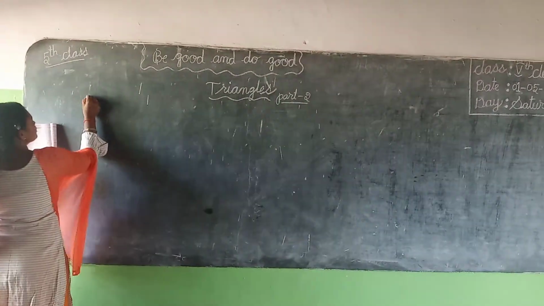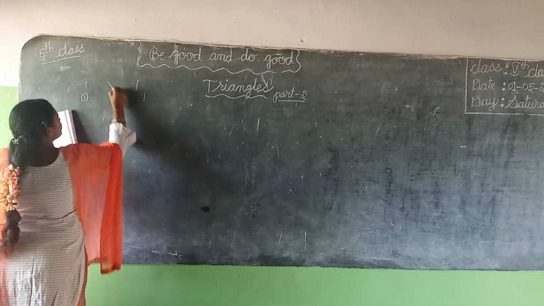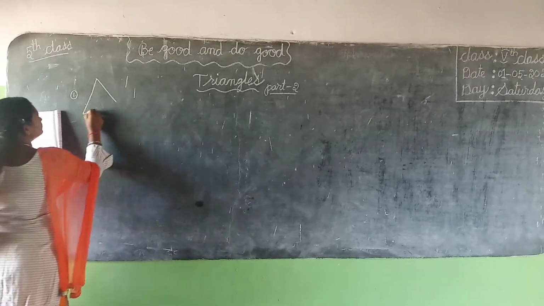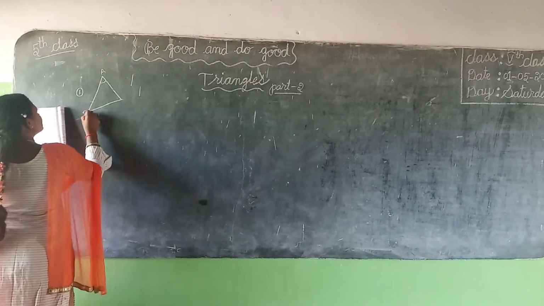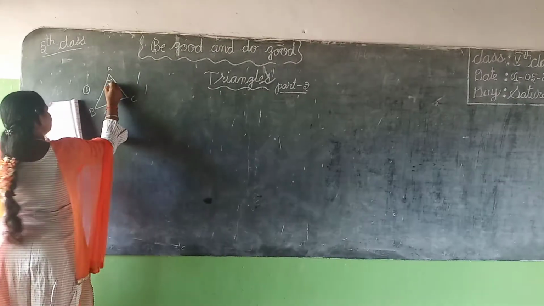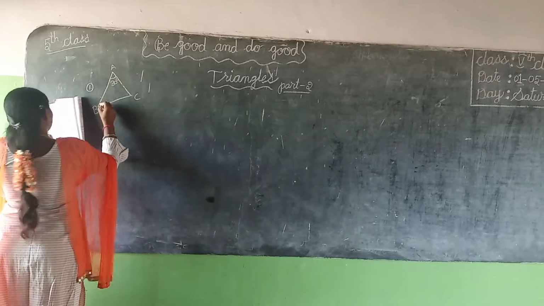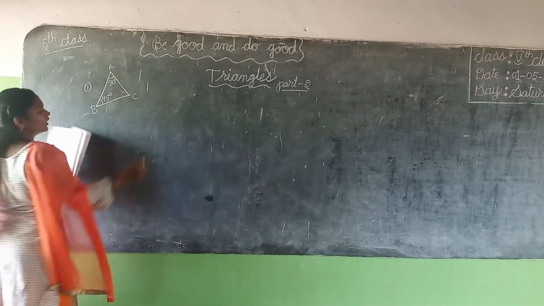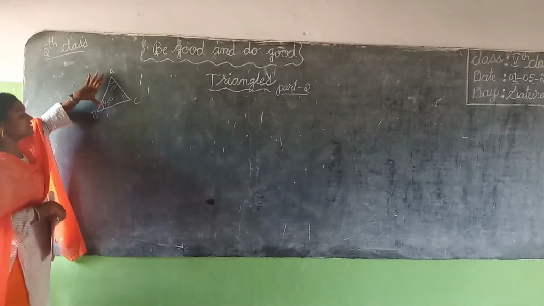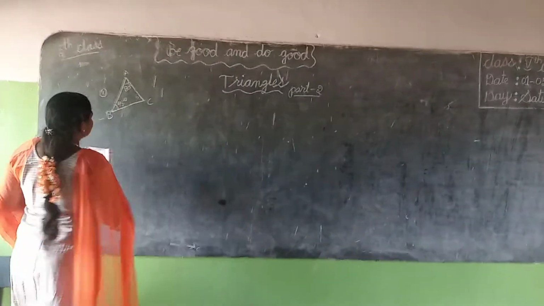So that also has pictures. The first triangle we draw. This is angle A, vertices B and C. Angle A is equal to 80 degrees. Angle B is equal to 45 degrees. Then find out the third angle. So two angles are given, and the third angle we find out.